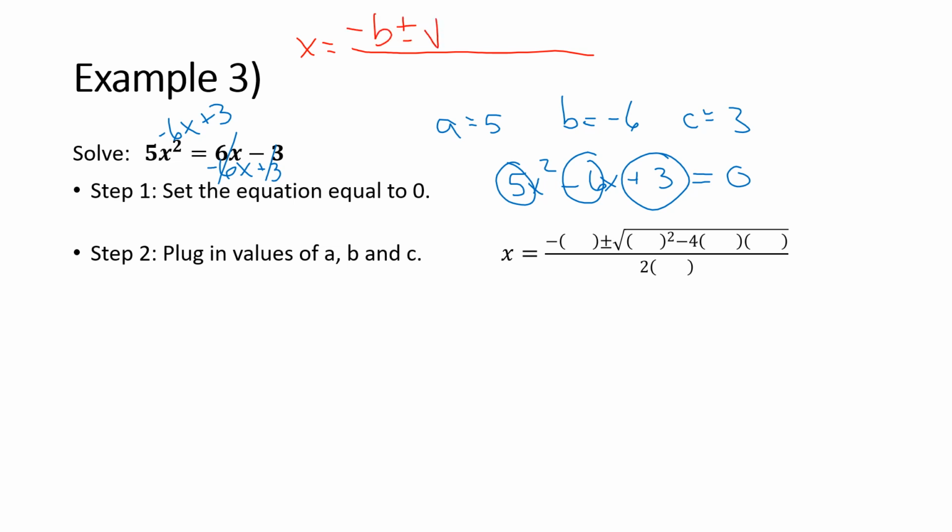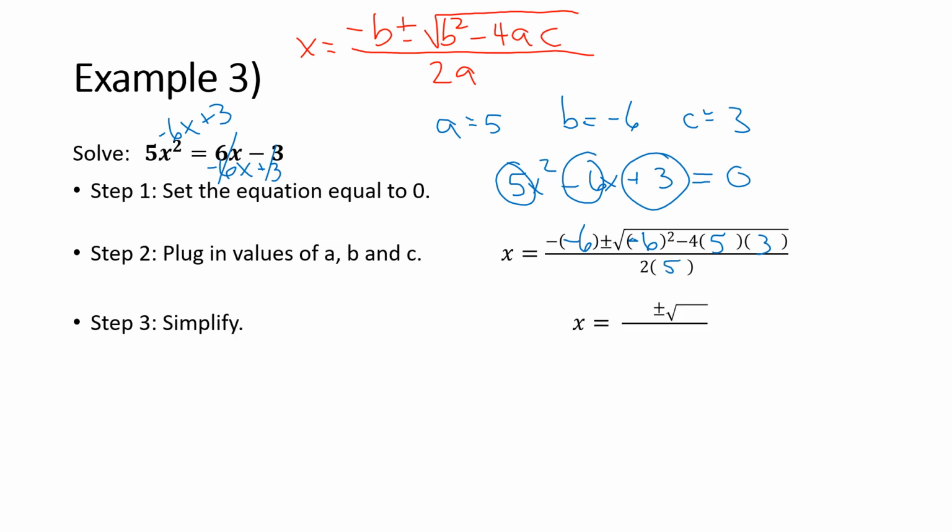Negative b plus or minus the square root of b squared minus 4ac, all divided by 2a. So the first part of the formula is negative b. For b, we're going to plug in negative 6, plus or minus the square root of b squared. And again for b, we're going to plug in negative 6, minus 4 times a times c. For a, I'm going to plug in a 5, and for c, we're going to plug in a 3. And on the bottom, 2 times a, we're going to plug in a 5.